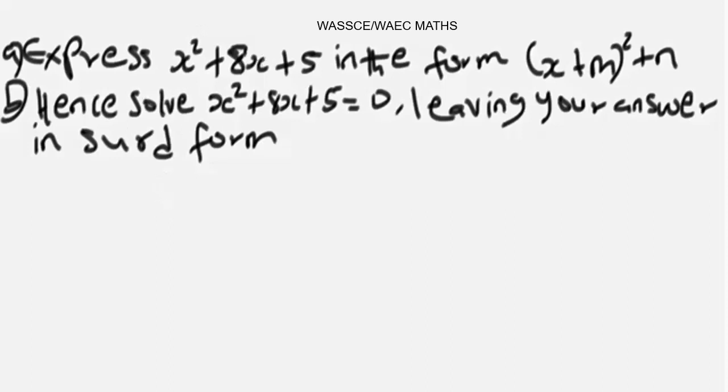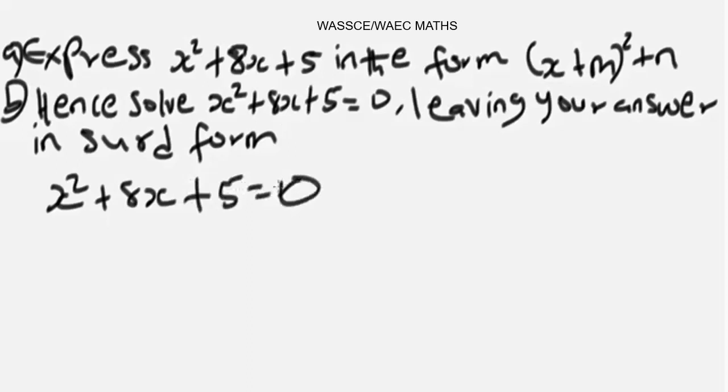So basically we're going to solve for two things. Let's begin with a. Let's express it in this form. Firstly we're going to apply the completing the square method to solve it. So we have x squared plus 8x plus 5 equals 0. Now this 5 has a positive sign, so we take it across as negative. We have x squared plus 8x equals negative 5.